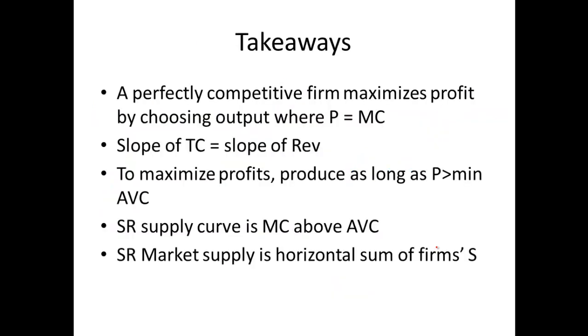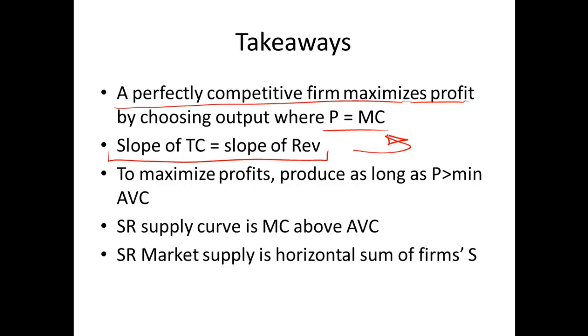All right, what are the takeaways from this section? Well, a few things. First, a perfectly competitive firm maximizes profit by choosing output where P equals MC. And that's the special case of the idea that MR equals MC, but here MR equals P because P is constant. Another thing that's true at the profit maximizing quantity of output is that the slope of TC equals the slope of revenue. So that's just a corollary of this first point.